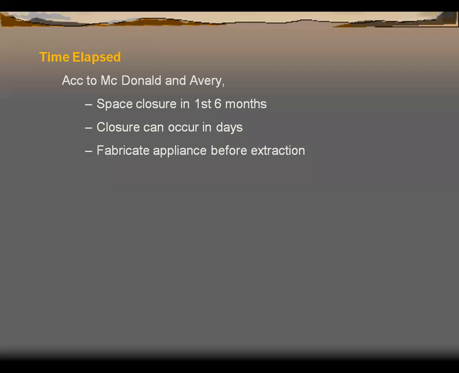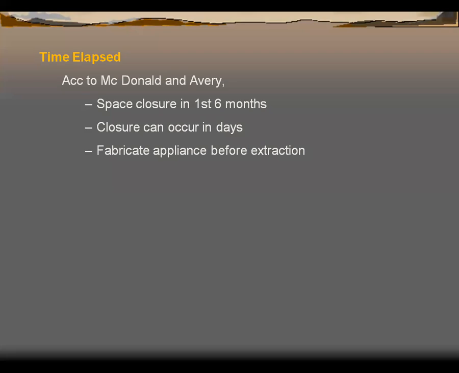So the time elapsed since loss is most important. And then you will decide which type of space maintainer or space regainer you can give. If the time elapsed is more, then you can think of giving a space regainer. So you have to gain that lost space. And fabricate the appliance before extraction. This is the ideal methodology for giving any space maintainer.